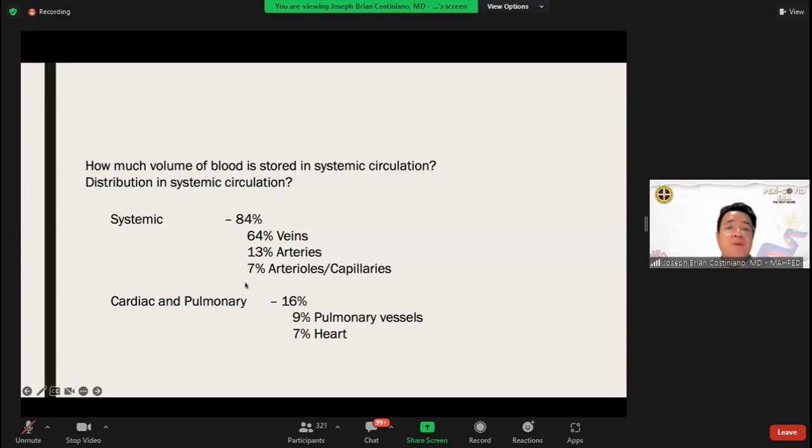Okay, how much volume of blood is stored in systemic circulation? Systemic, 84%. Majority is in your capacitance vessels. And capacitance vessels comprise 64%, no, in your veins. Okay, majority. 13% in arteries, 7% in your arterioles. Konti lang ang blood na nasa cardiac and pulmonary circulation. And majority is, of course, in your pulmonary vessels.